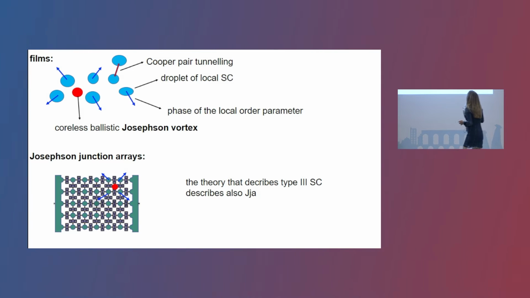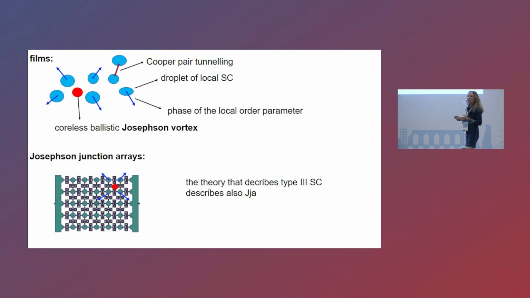So here is what happened in my films. They break down in droplets, and I can have tunneling between these droplets. These droplets are characterized by a condensate and a phase. And when this phase forms a configuration like this, what forms is a coreless vortex that is called a Josephson vortex. And this is very similar to what happens in a Josephson junction array.